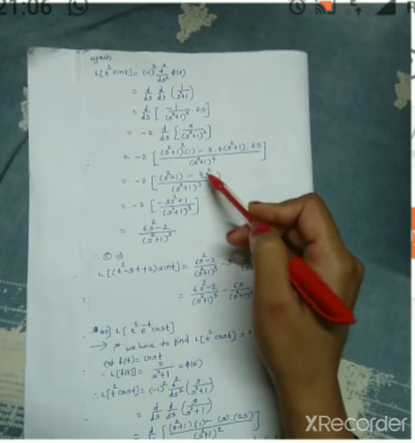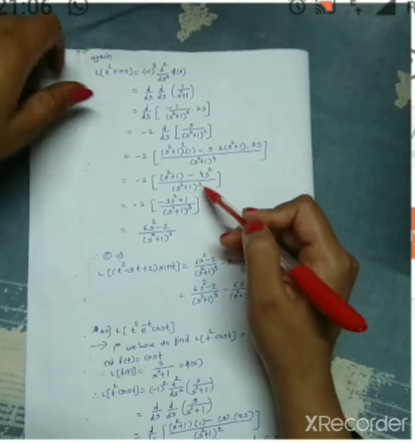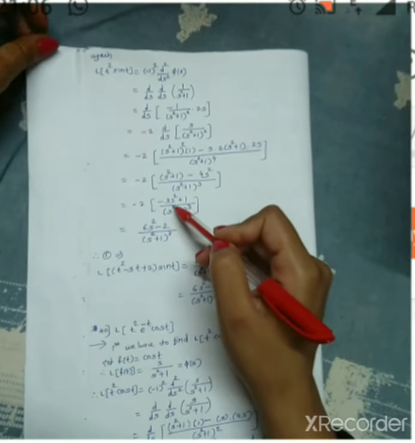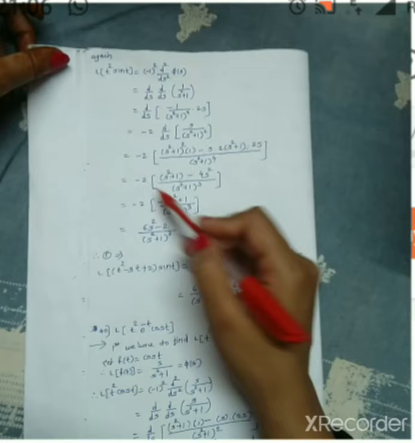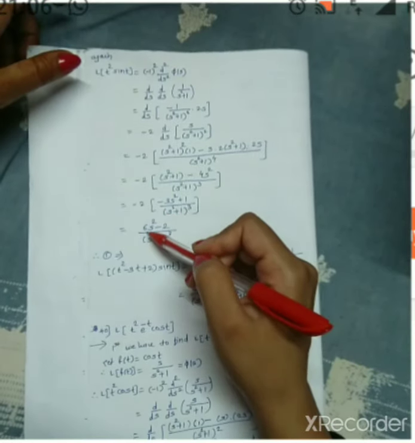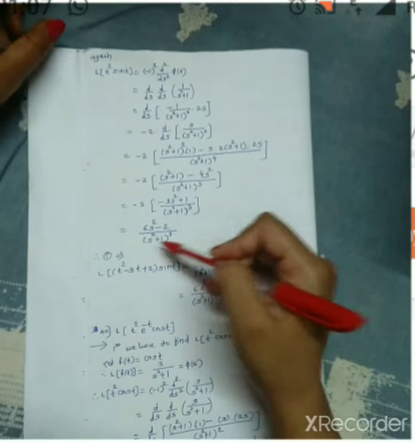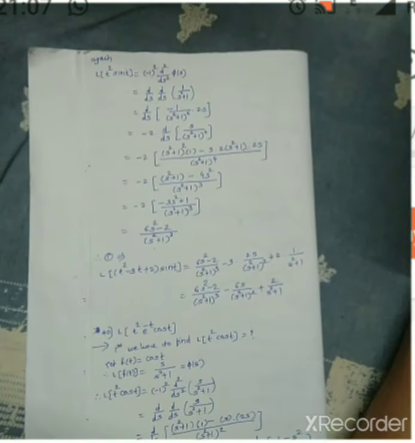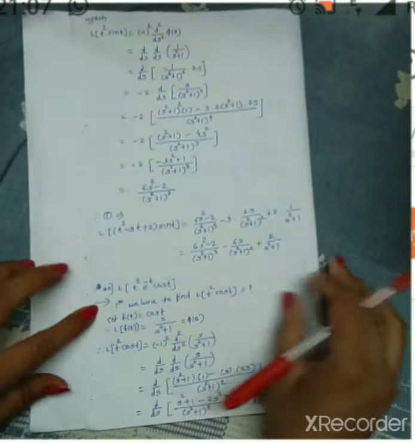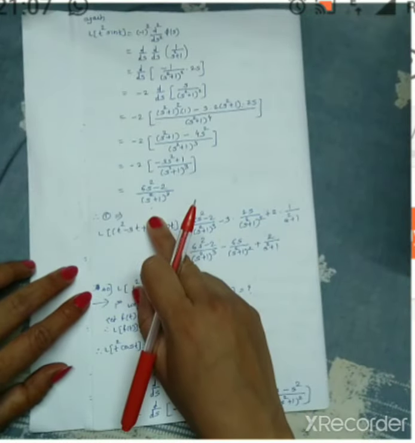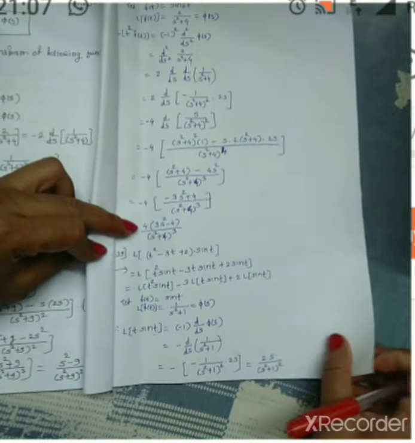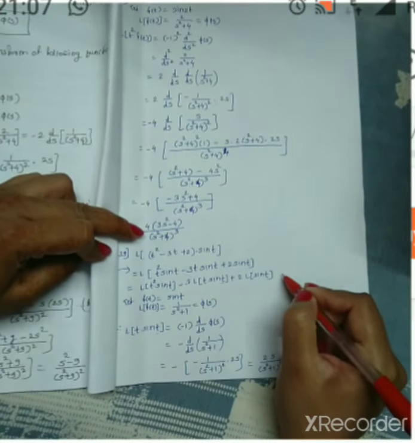As in the earlier example, this is a very important step. Now s square minus 4s square, again minus 3s square, plus 1 as it is. Take the minus 2 inside, and it becomes 6s square minus 2 upon this bracket s square plus 1 bracket cube. That is the second Laplace in the original example, therefore call it as 1.